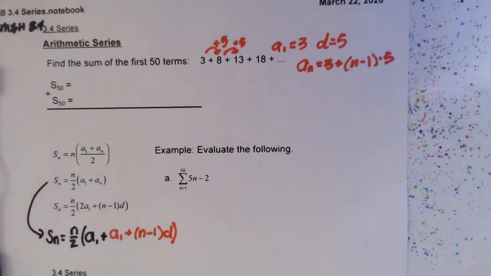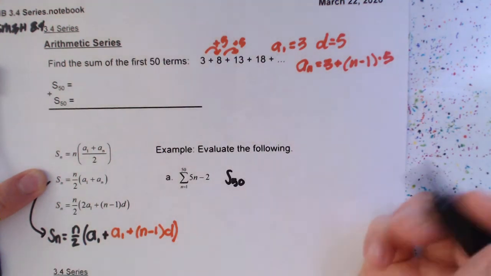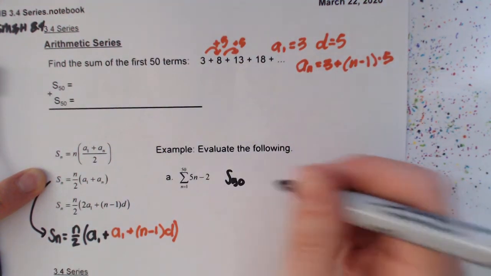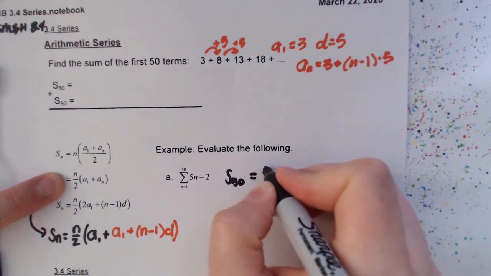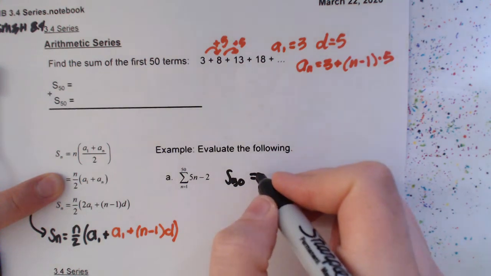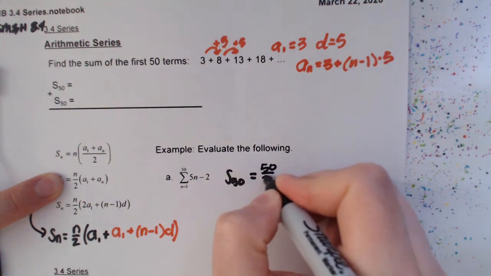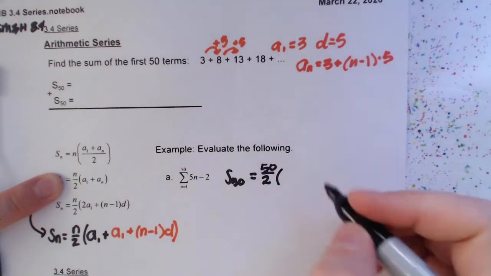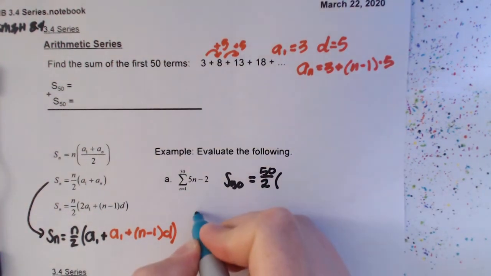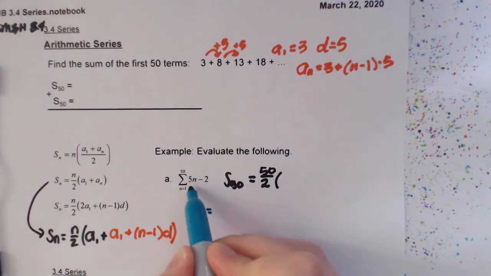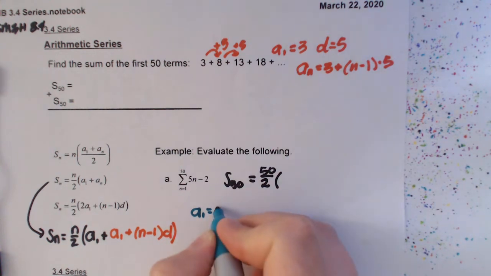So I'm actually just going to use this one. The sum of the first 50 terms of this arithmetic sequence is going to be n over 2. n is how many terms I'm working with, so 50. And my first term and my last term. I'm going to need to figure out what those are. My first term is when I plug in 1. So what's 5 times 1? 5. Minus 2 gives you a 3.